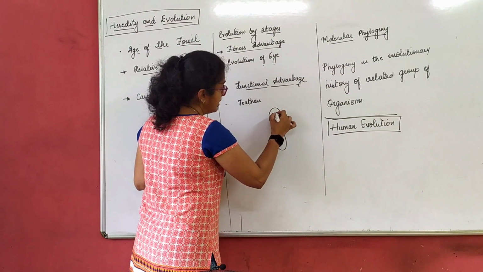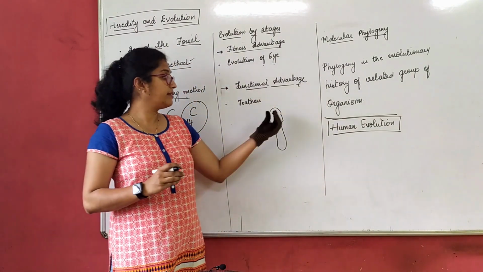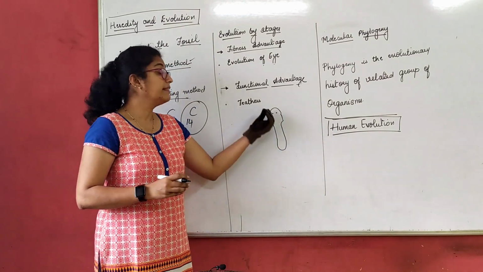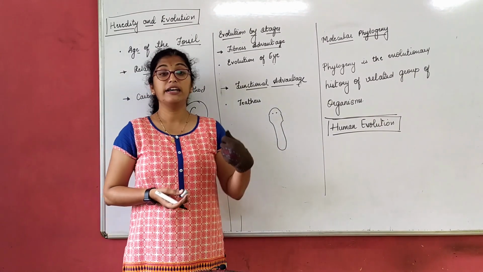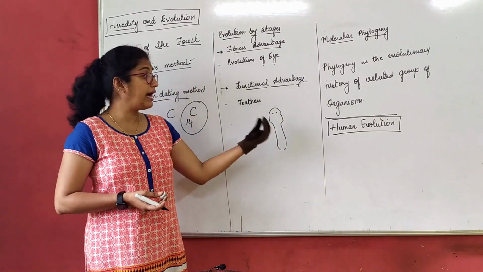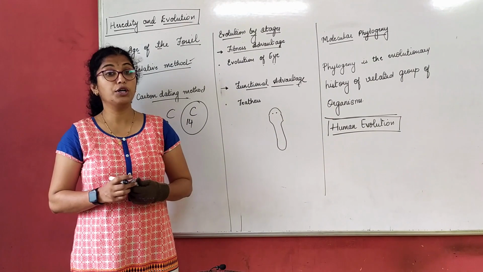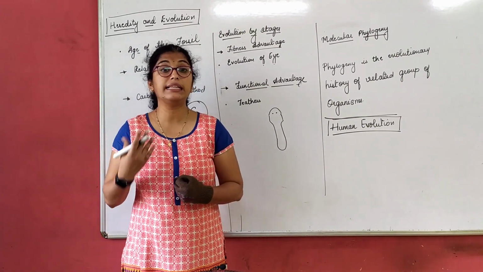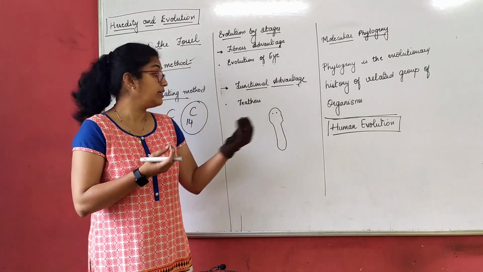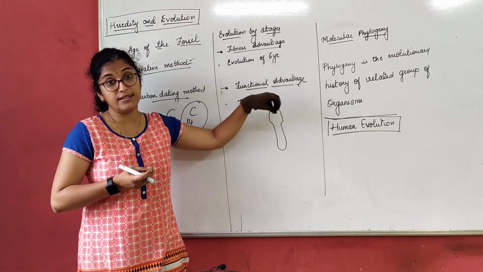Planaria has eyes like this, what we can see, but these are not fully developed eyes. What we can tell here is flatworms or planaria have rudimentary eyes. What do you mean by rudimentary? Rudimentary is something which is not completely developed, but it actually exists there.